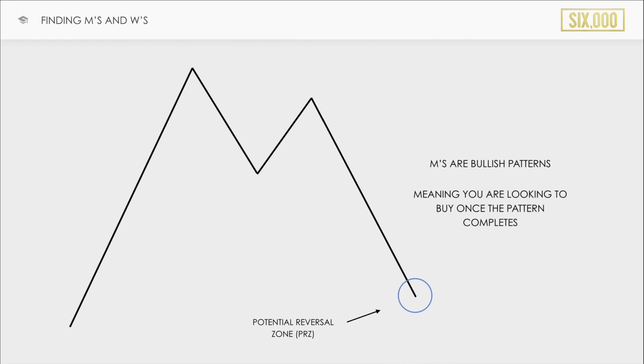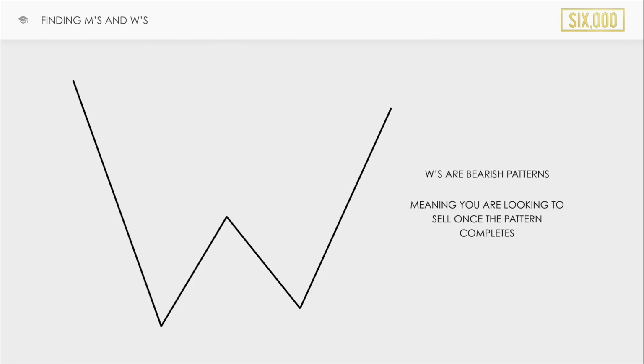And we're looking to buy, of course, price now heading in the opposite direction. Now W's, these are bearish patterns. Of course, once a W pattern completes, because they are reversal type patterns, we are looking to sell. Now here we have the potential reversal zone, again the PRZ at the top of the W. So again, a reversal type pattern, you're looking to trade in the opposite direction of where price is going currently.